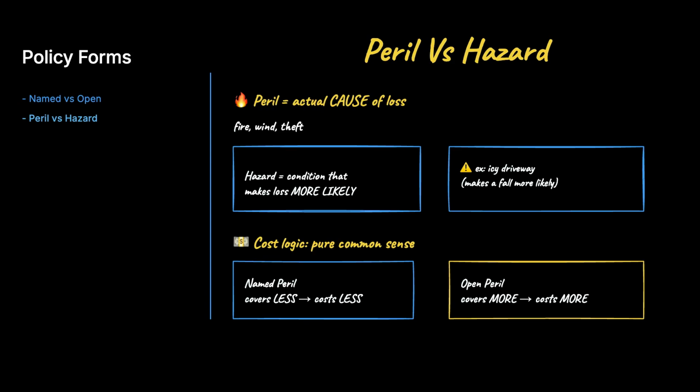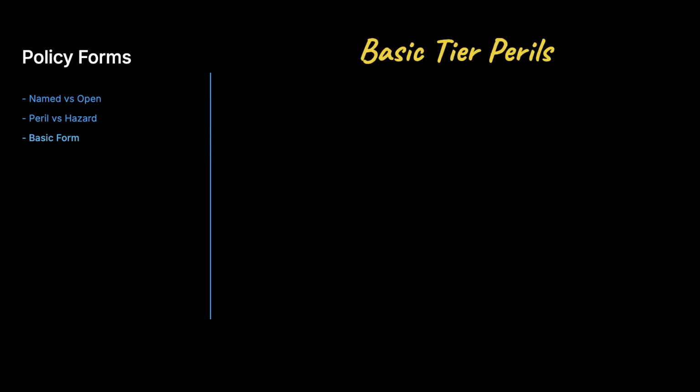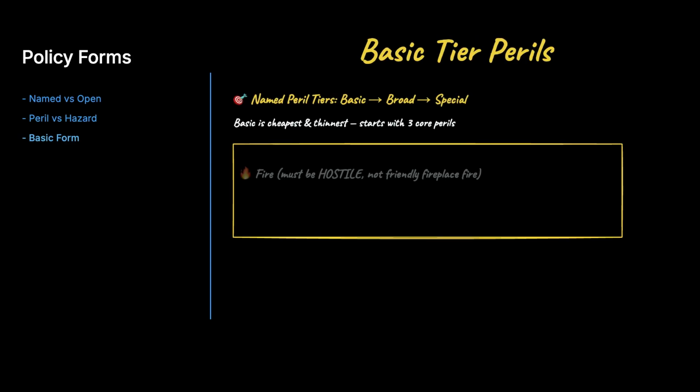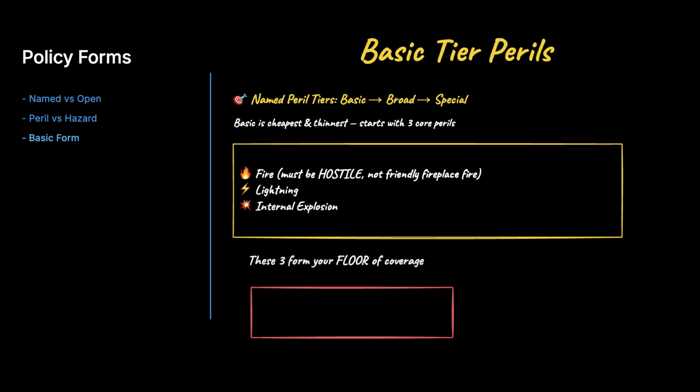Now the cost logic, pure common sense. Named peril costs less because it covers less. Open peril costs more because it covers more. Named peril coverage comes in three climbing tiers: basic, broad, and special. Basic is cheapest and thinnest. It starts with three core perils: fire, and it must be a hostile fire, not the friendly one in your fireplace, plus lightning and internal explosion. Arson by the insured is never covered. Those three form your floor.